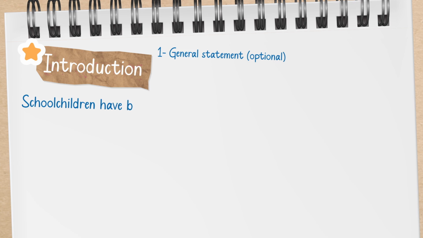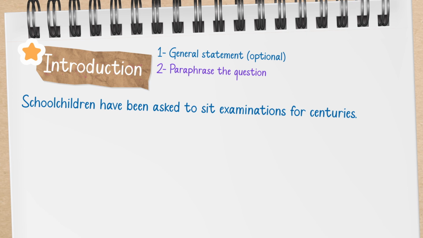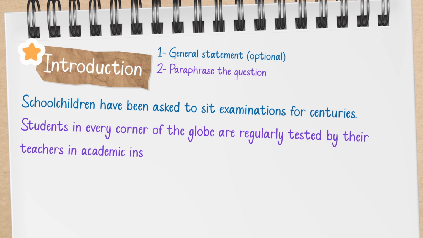School children have been asked to sit examinations for centuries. This is a very good general statement. And then I should paraphrase the question. Students in every corner of the globe are regularly tested by the teachers in academic institutions. Now, what I should do here is to write my thesis statement in which I have to write my position and opinion, right? So if I say that the negative points, the disadvantages of testing are more than advantages, then the first part of my thesis statement should be related to advantages, the benefits, all right?